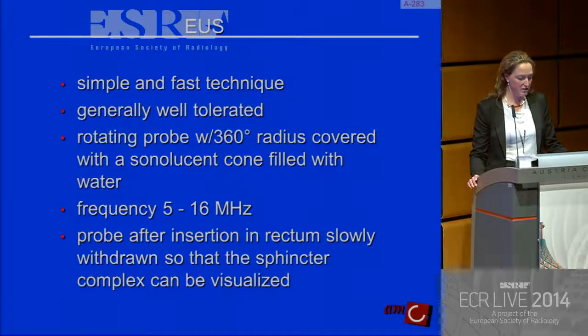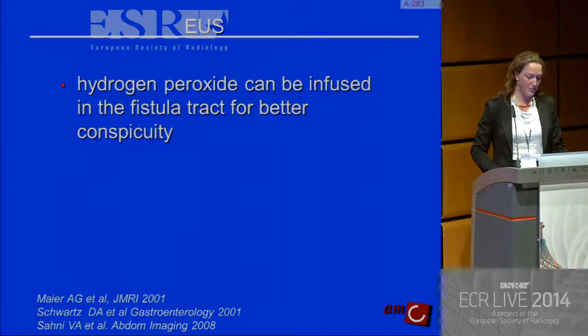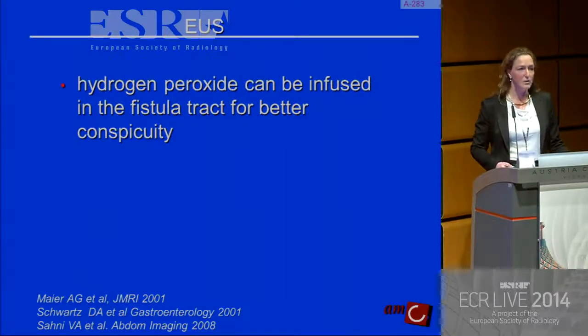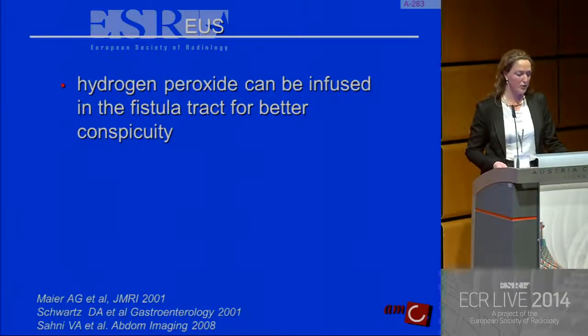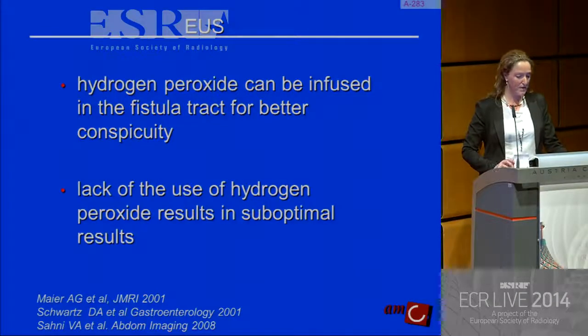And what is done is that the probe is inserted in the rectum gently, and then it's slowly withdrawn so that you can adequately visualize the sphincter complex. What can also be done, additionally, is infusion of hydrogen peroxide in the fistular tract for better conspicuity. And then some articles say that the lack of the use of it results in suboptimal results. But that's not stated in all the articles, though.